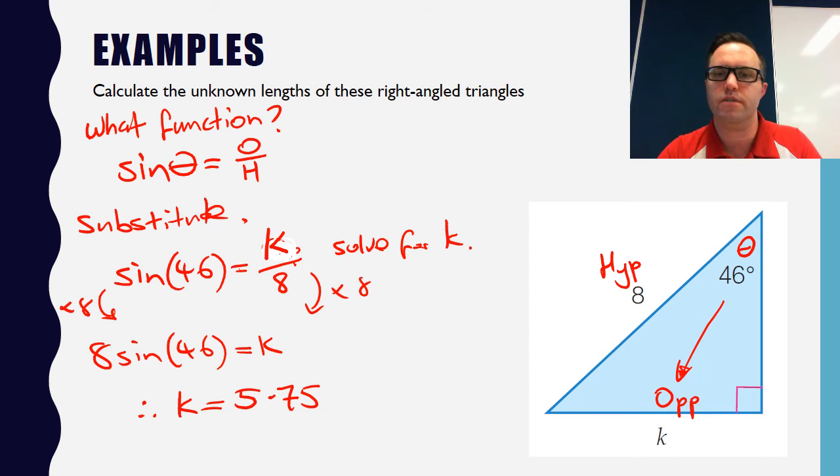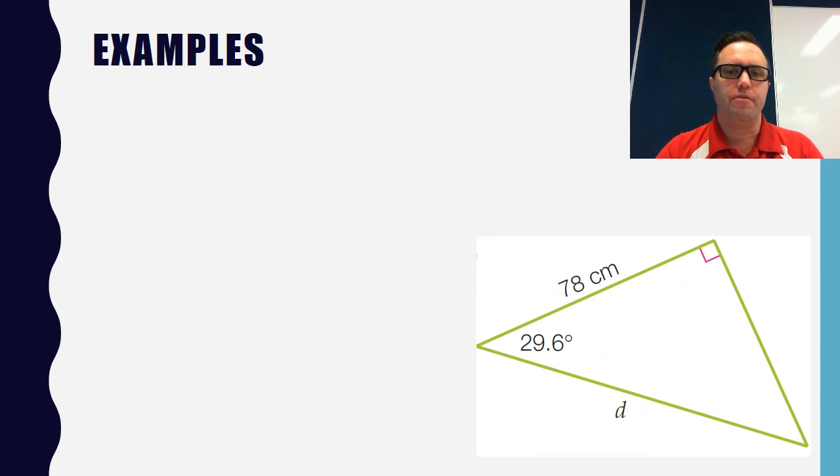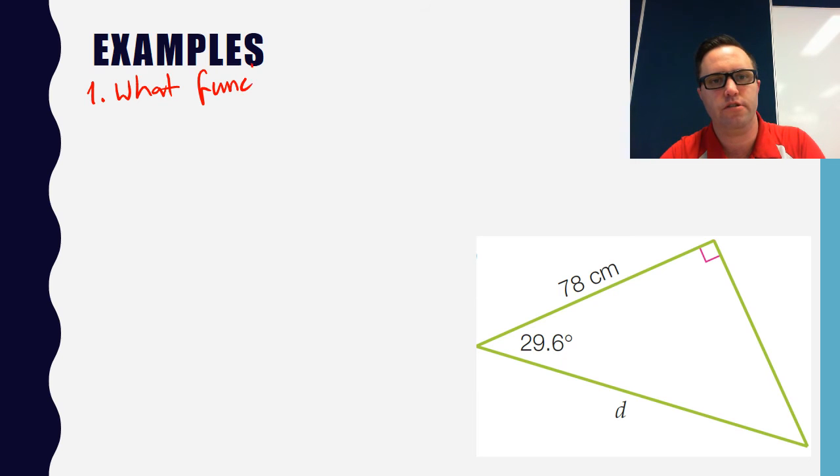Okay, is that reasonable? Yep, it's less than the hypotenuse, so that kind of makes sense of what we should expect to see. Okay, alright, so moving on. So we've got another one here. So this one's a little bit different. So the first thing we ask ourselves is, what function are we going to use?